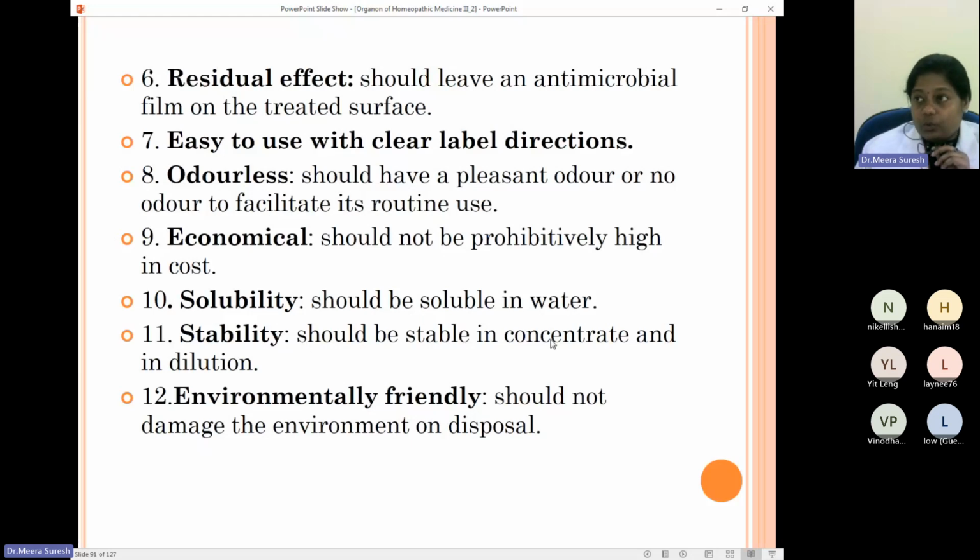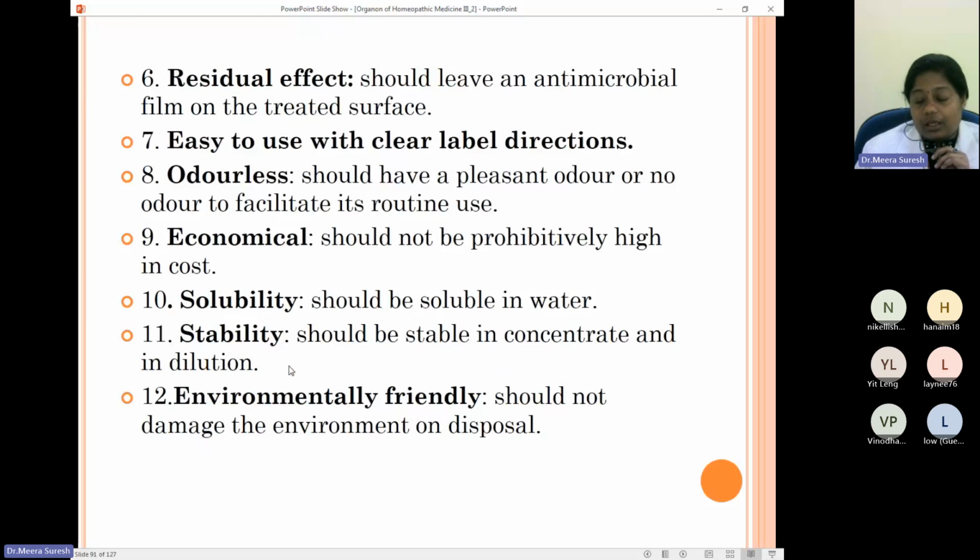Solubility: it should be soluble in water. That is how we can use it for mopping. We can't directly put the liquid on the floor unless the labeling says so, so it should be soluble in water. There should be some stability, be it in concentrate form or in dilute form. It shouldn't become unstable because it is a chemical agent, and it shouldn't become unstable in the presence of water. Be it concentrate or dilution, it should be working.